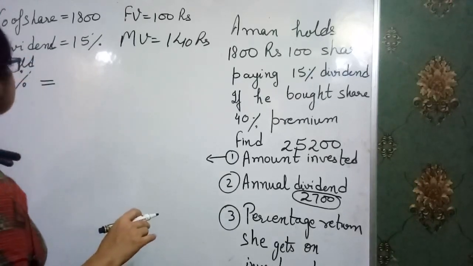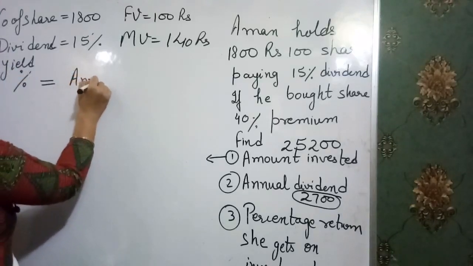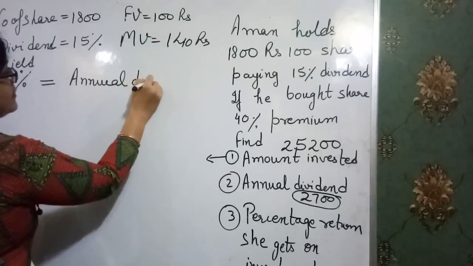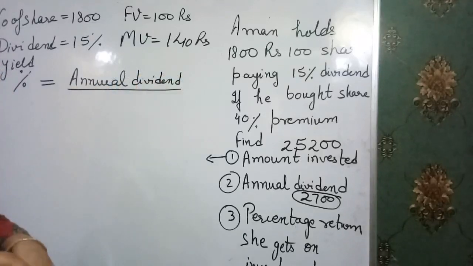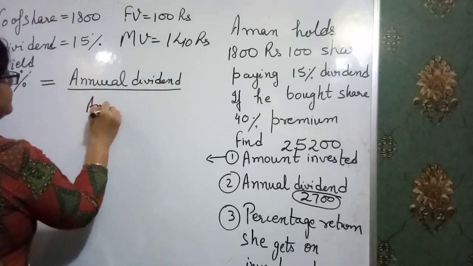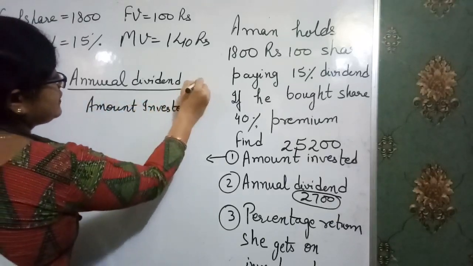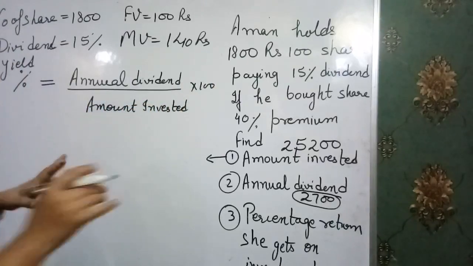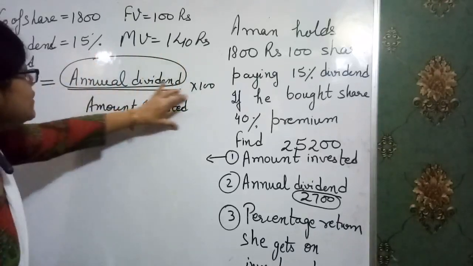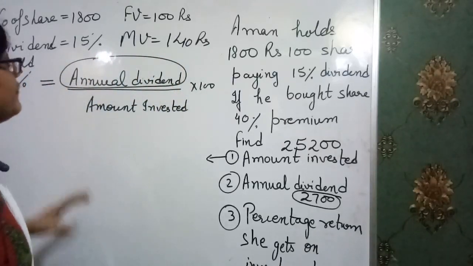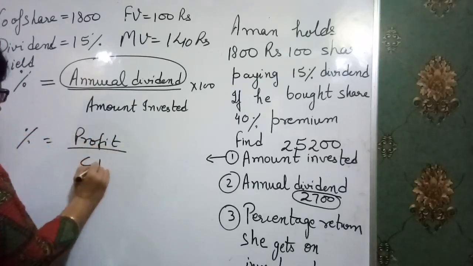In that case, you would find it by annual dividend, that means the money received from the company because we hold a share of that company, over the amount invested, into 100. It is just like our profit and loss formula. This is the net profit we got from the company, and this is the cost price we invested in the company. The profit percent formula is what? Profit over CP into 100.